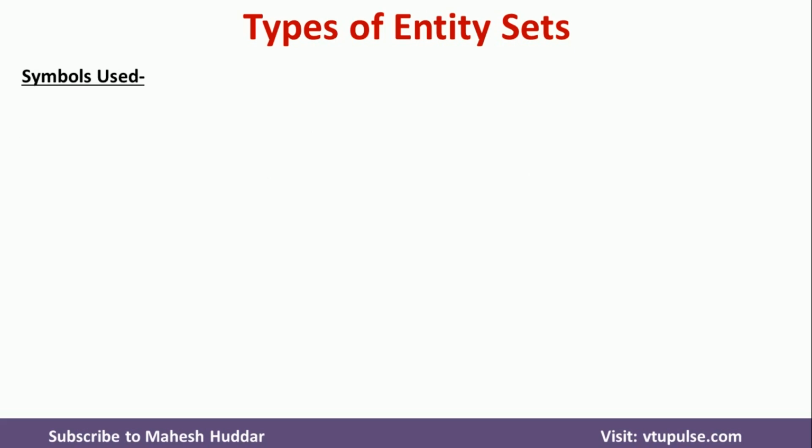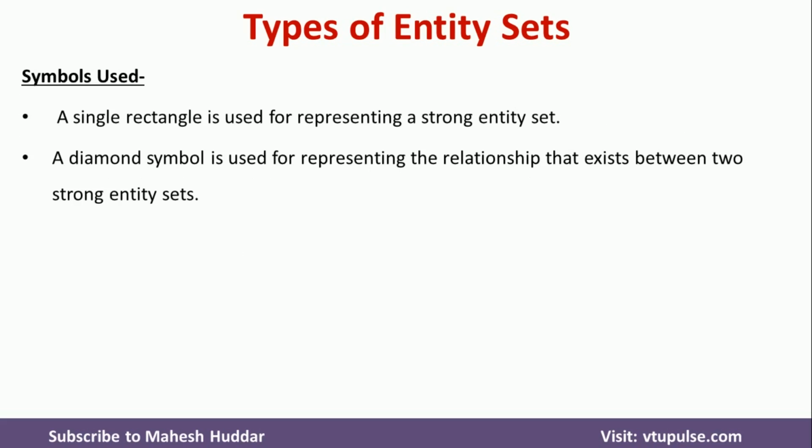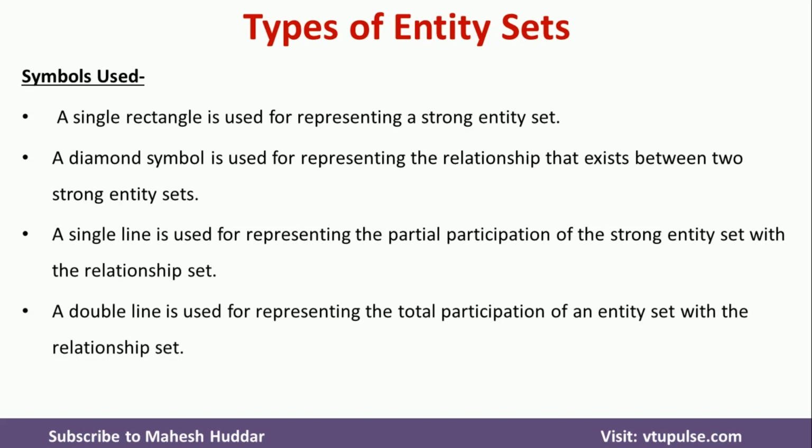Now we will try to understand what are the different symbols used in strong entity set. A single rectangle is used to represent the strong entity set. A diamond symbol is used for representing the relationship that exists between 2 strong entity sets. A single line is used for representing the partial participation of the strong entity set with the relationship set, and a double line is used for representing the total participation of the entity set with the relationship set in this case.